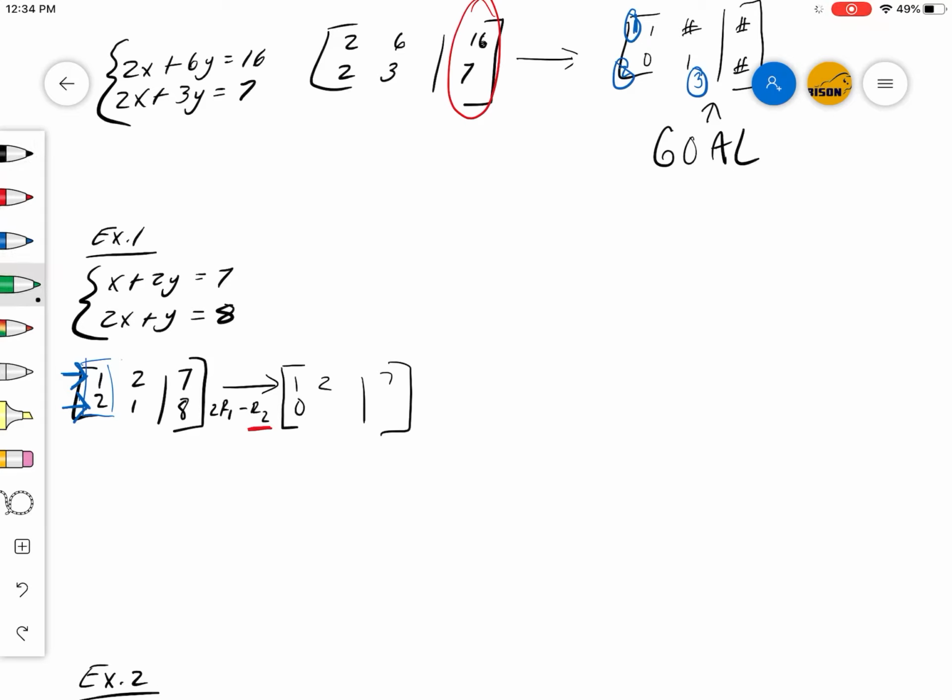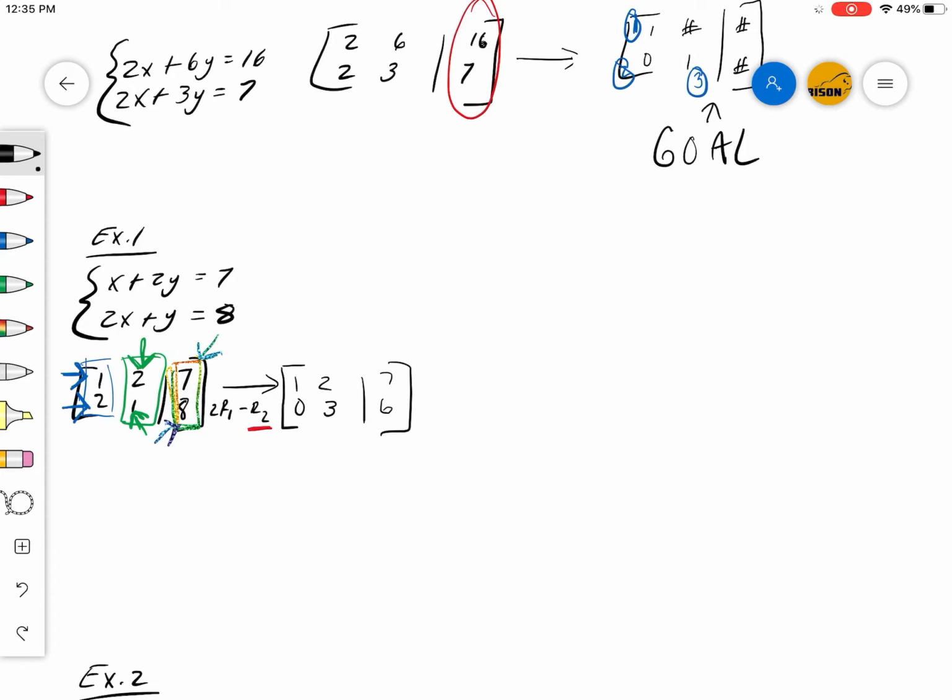Now I've got to do it for the second position. So 2 times 2 would be 4 minus 1, so minus the bottom number. 2 times 2 is 4, minus 1 would be 3. Now I have to do it for these. 2 times 7 is 14, minus 8 is 6.